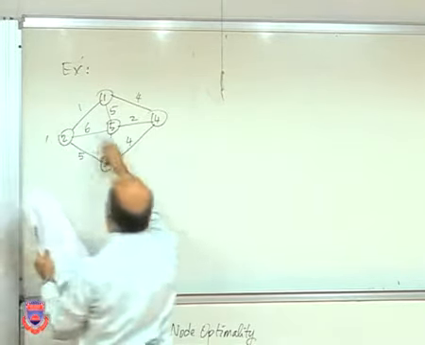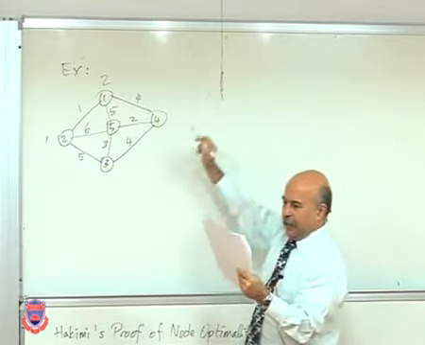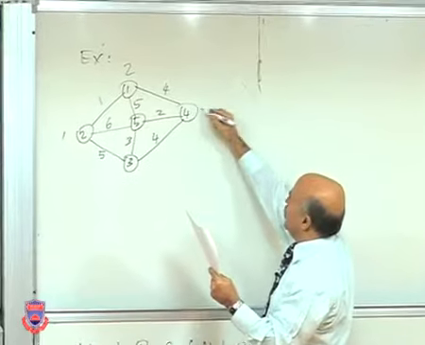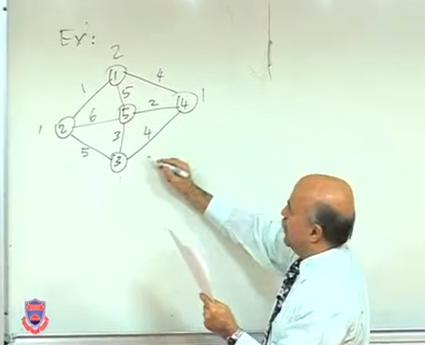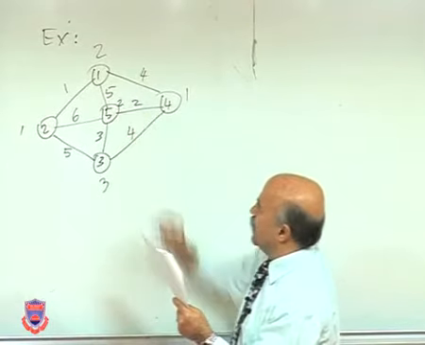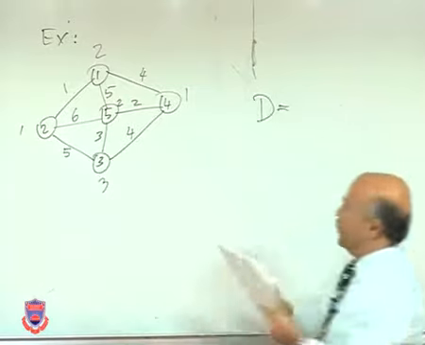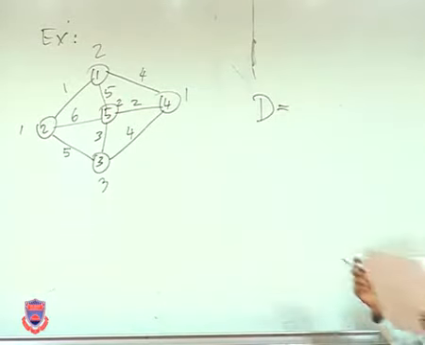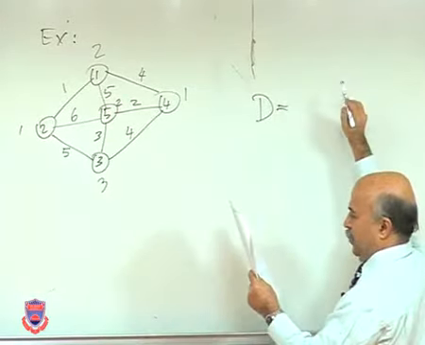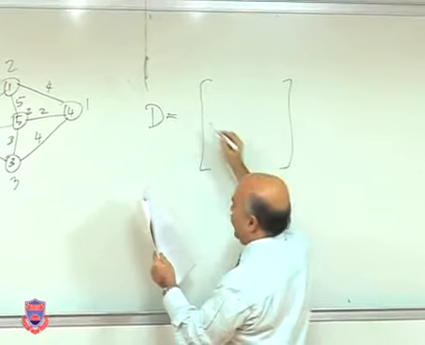The edge lengths are as given on the edges. The node weights are as given on top of every node. So what you do to compute the absolute median is the following. You compute the distance matrix first.